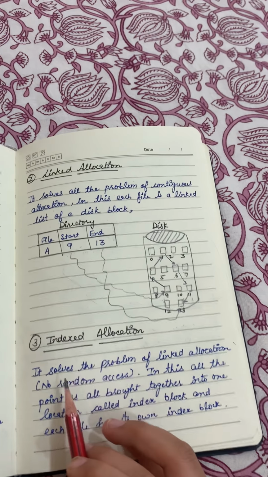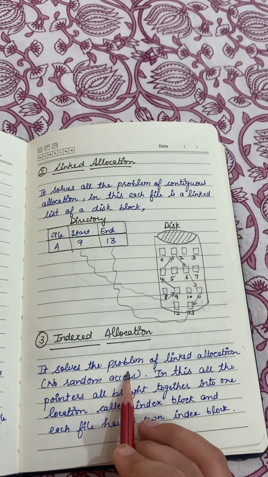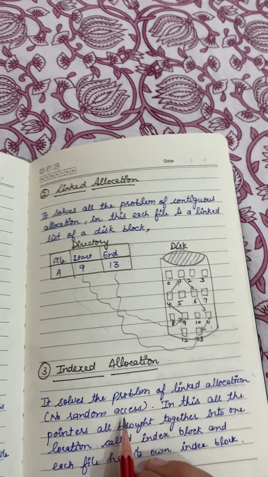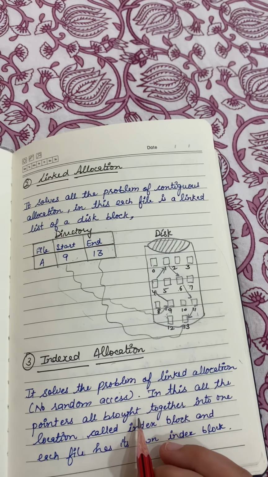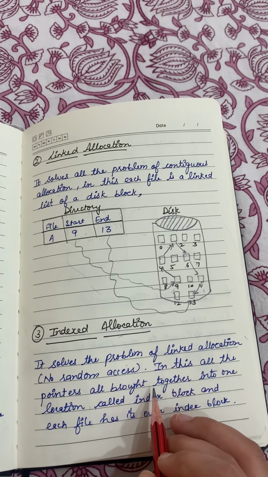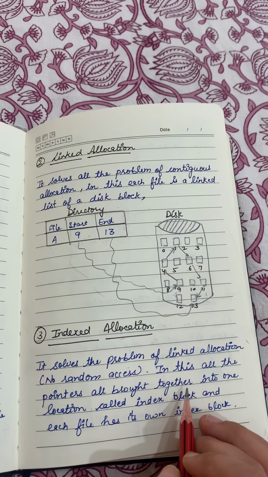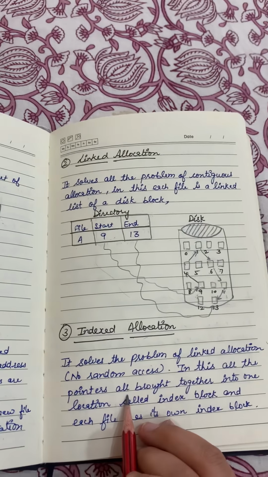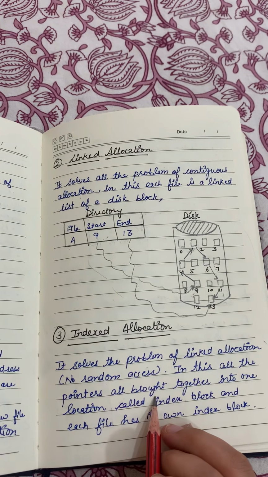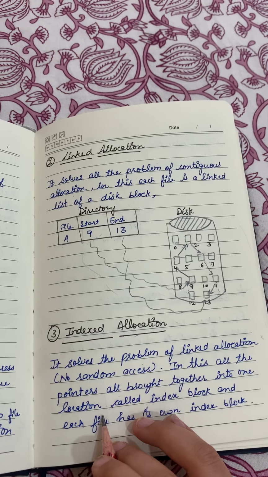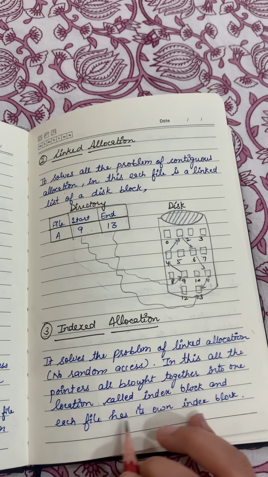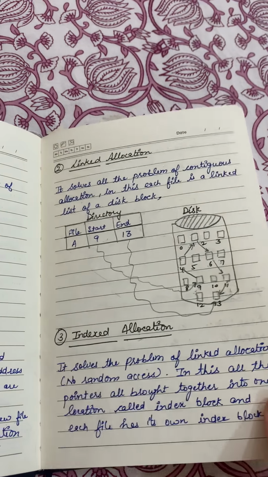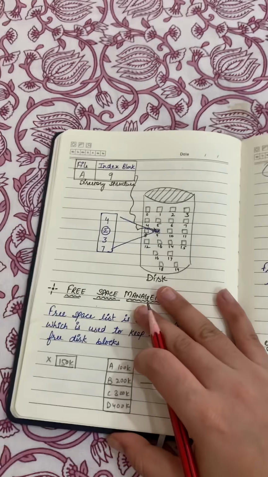Indexed allocation solves a problem of linked allocation, that means no random access. The problem with linked allocation is that there is no random access, but index allocation allows random access. In this, all the pointers are brought together into one location called the index block, and each file has its own index block. Now let me explain to you how it works.